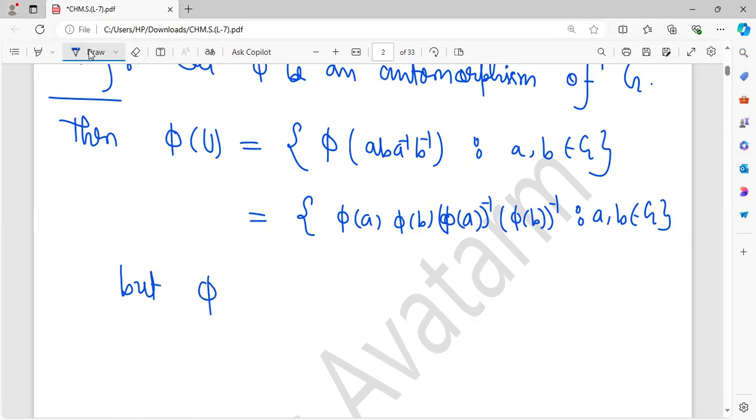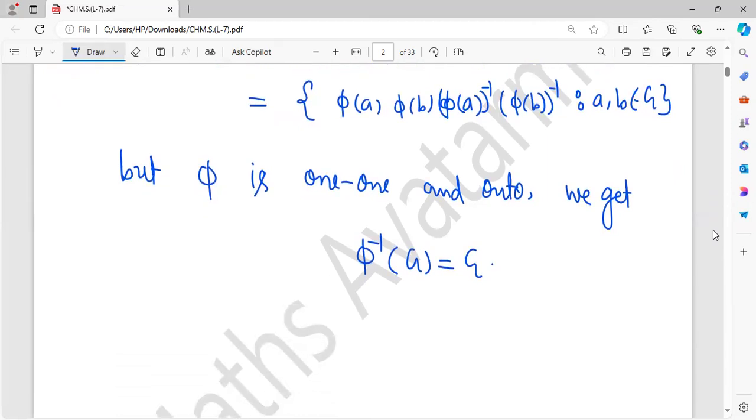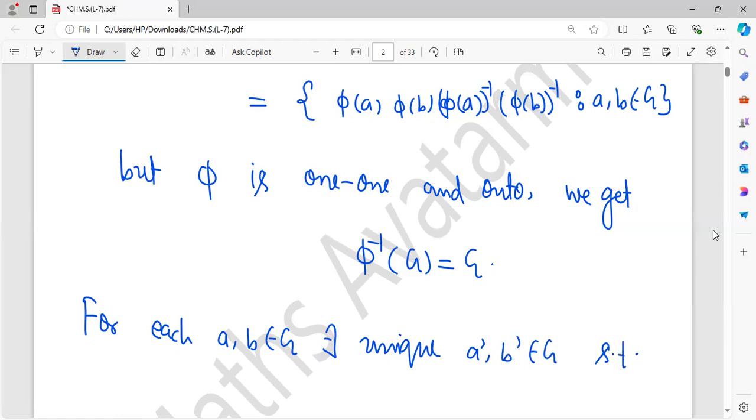But phi is one-one and onto. We get, because phi is one-one and onto, phi inverse G is G. Therefore, for each A, B belongs to G, there exists unique A dash, B dash belongs to G, such that A is equal to phi inverse A dash and B is equal to phi inverse B dash.